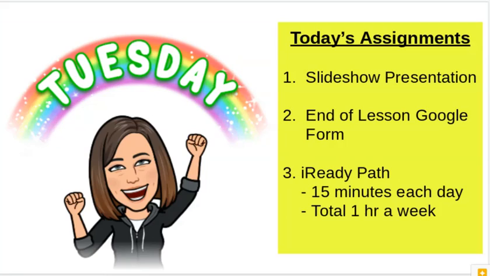So, taking a look at today's assignments, this is pretty much going to be the format every day. You're going to have a slideshow presentation where I have some videos and activities within the slideshow for you to do. You'll have an end of lesson Google form to complete again today. And last, you'll have your iReady path. And as I said, you can choose to break up that 60 minutes however you want. You can do 15 minutes each day. If you want to do all 60 minutes in a day, that's fine. You just have to remember that by the end of the week, you have to have 60 minutes of iReady completed.